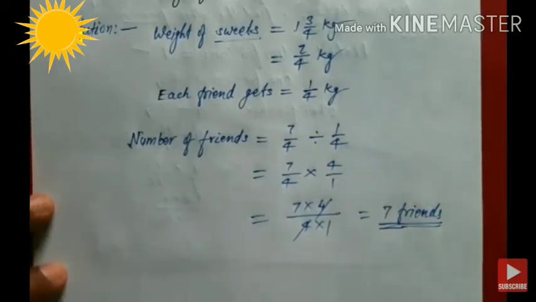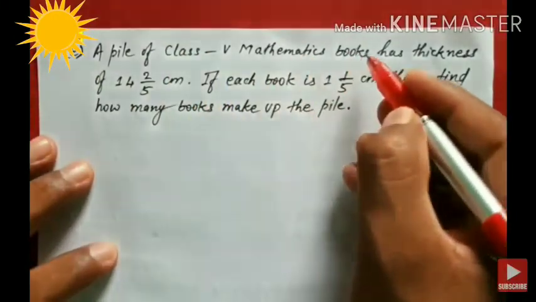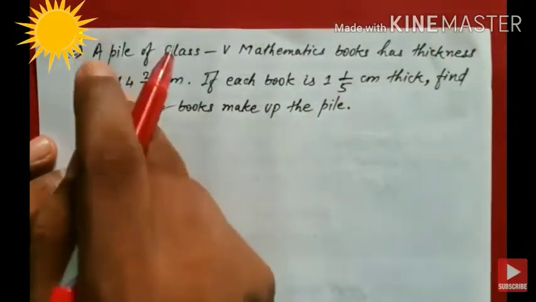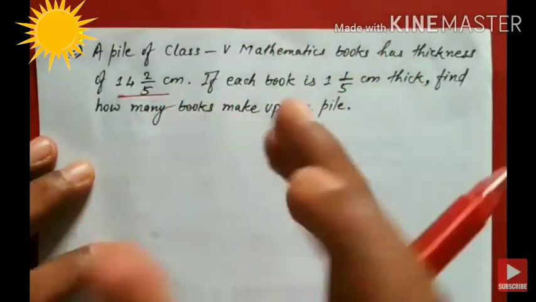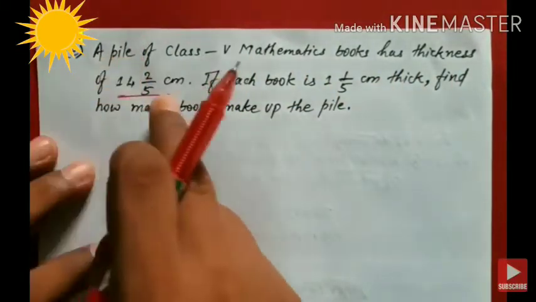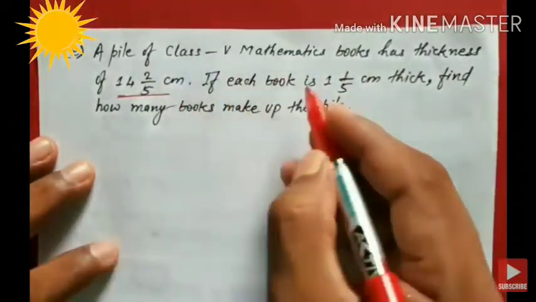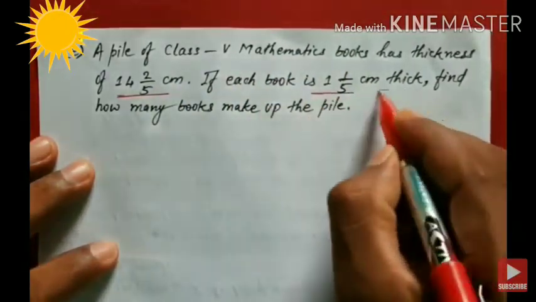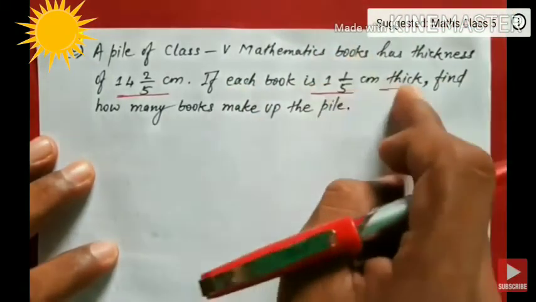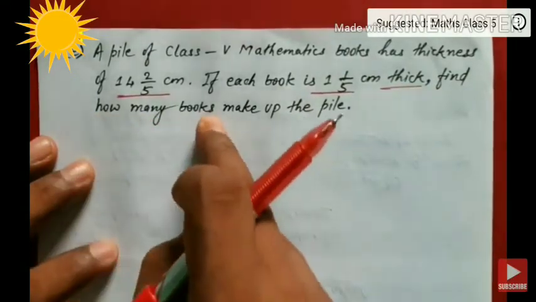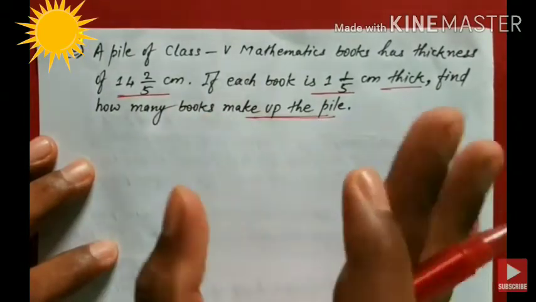So students, now the last question. The question is, a pile of class 5 mathematics books has a thickness of 14 whole 2 by 5 centimeter. So it means a bunch of books and the thickness is given here, 14 whole 2 by 5 centimeter. If each book is 1 whole 1 by 5 centimeter thick, so the thickness of each book is given, 1 whole 1 by 5 centimeter. Find how many books make up the pile. So we have to find how many books make up that bunch.